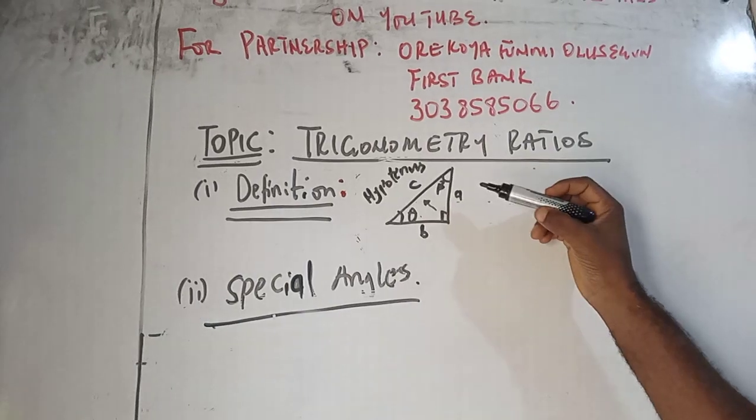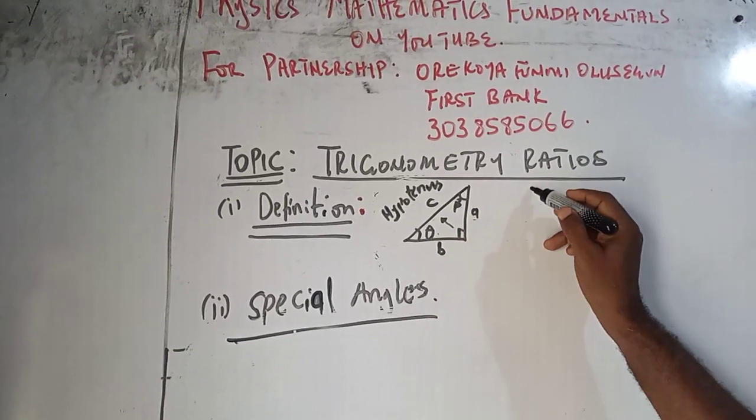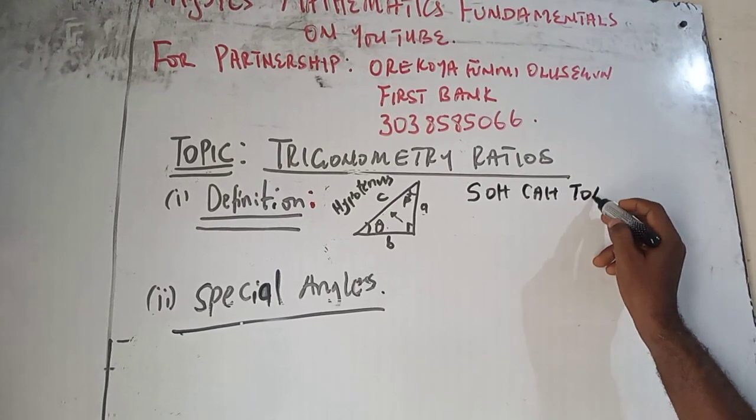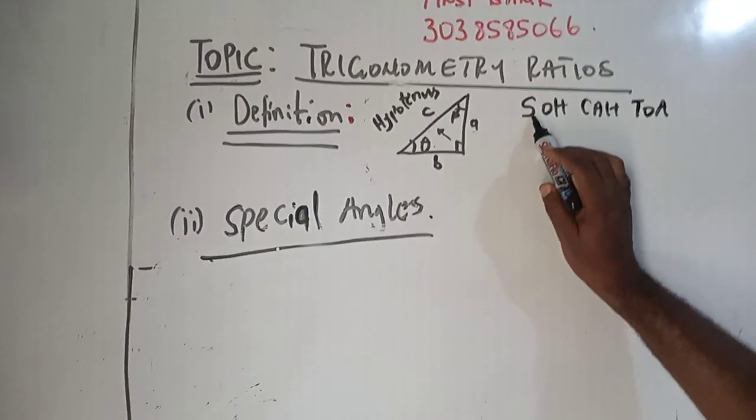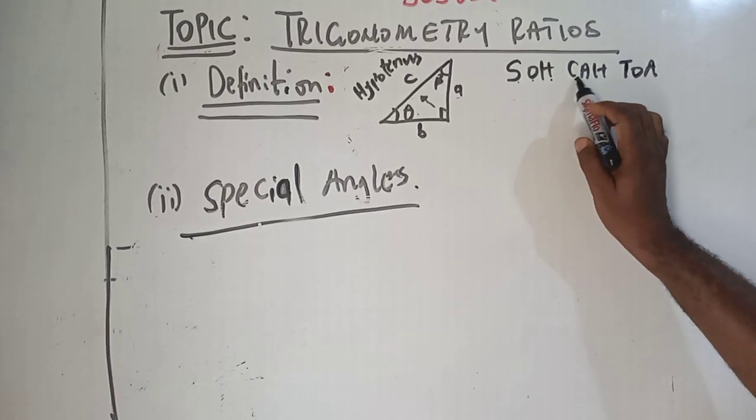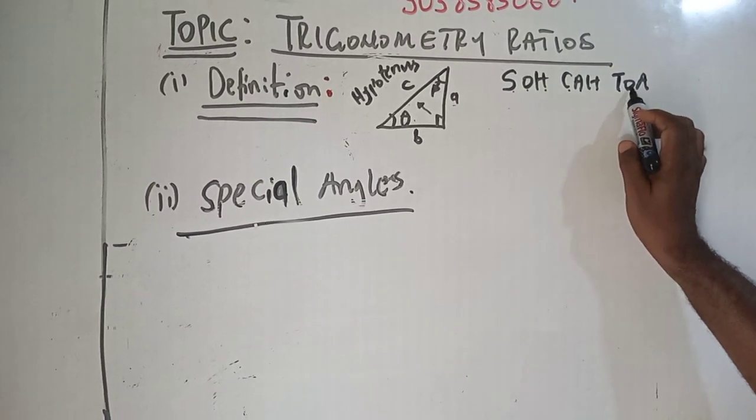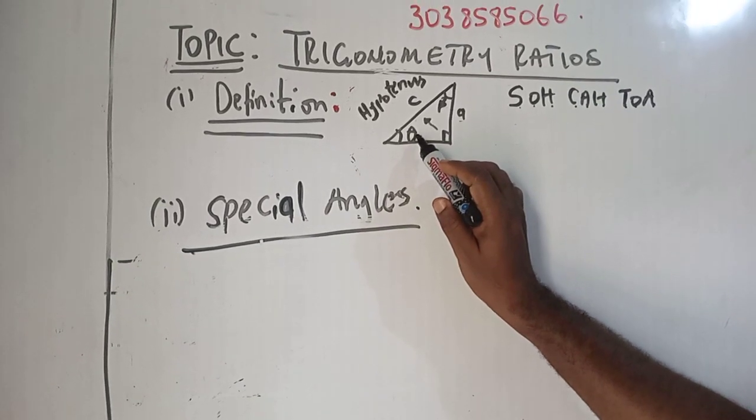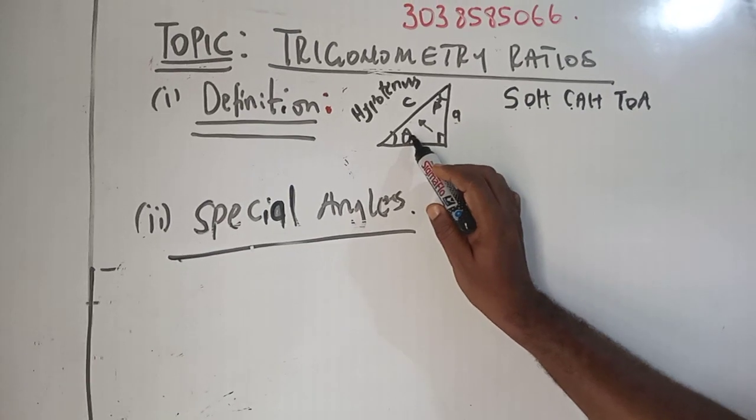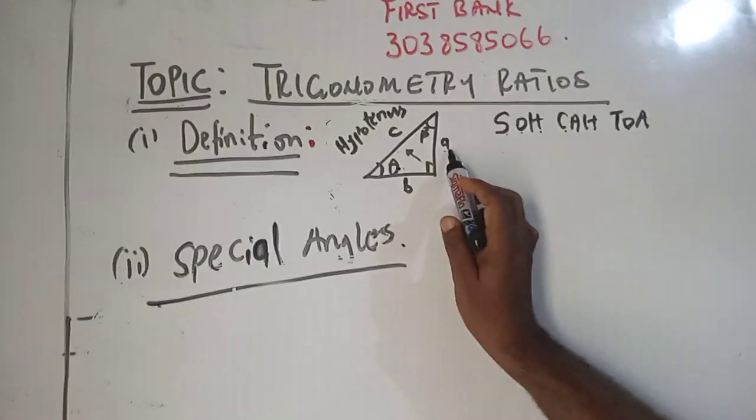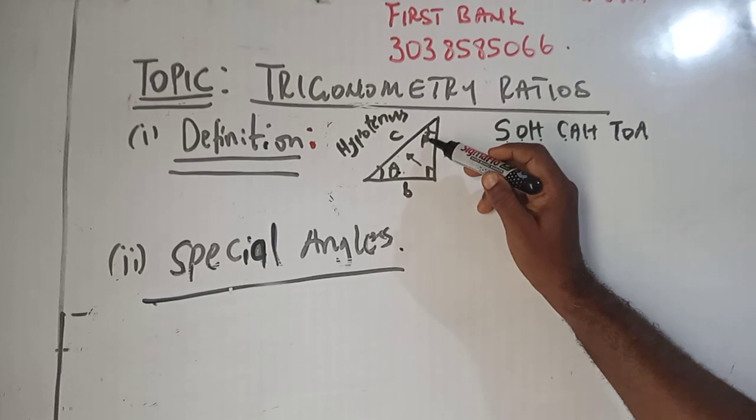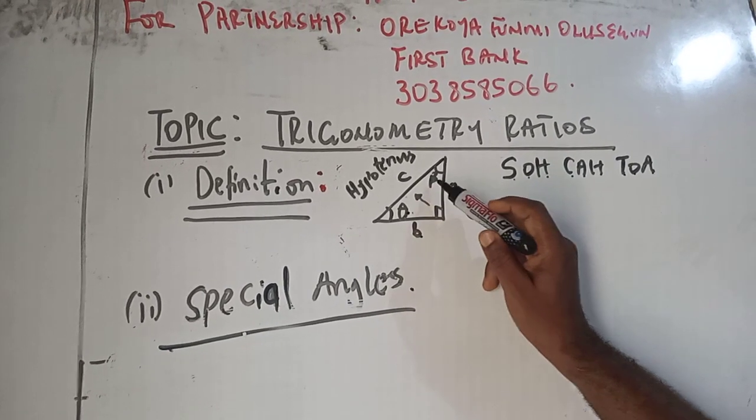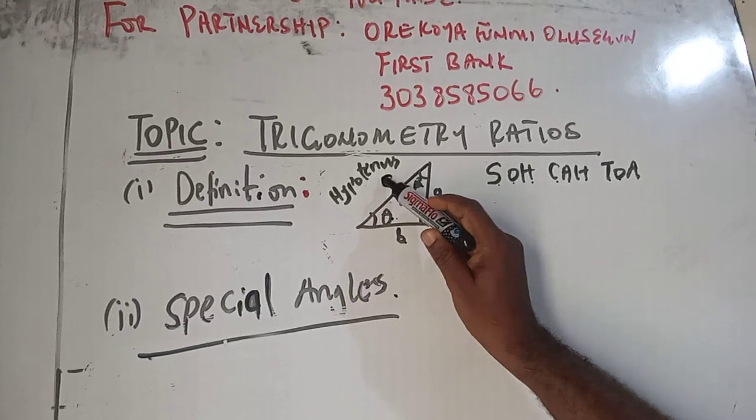Now this ratio is summarized in this format. This SOHCAHTOA is talking about sine theta is opposite over hypotenuse, cos theta is adjacent over hypotenuse, tan theta is opposite over adjacent. Now if I pick this angle theta here, the opposite of this theta is the side that is facing angle theta, and the side facing angle theta here is A. If I pick this beta, the side facing angle beta here is this side B. So the remaining side is always the hypotenuse.